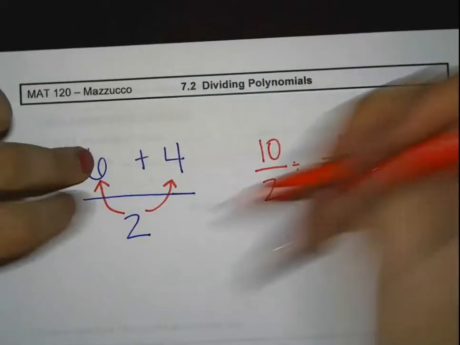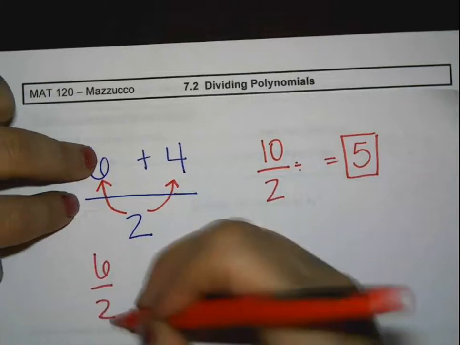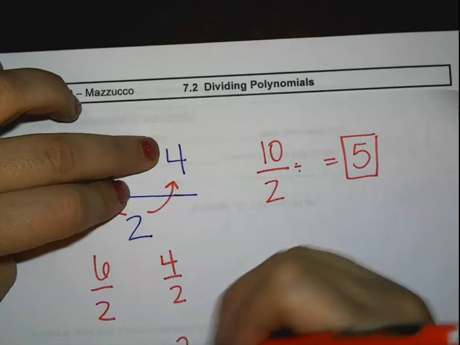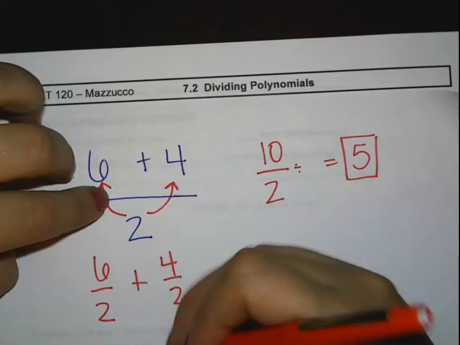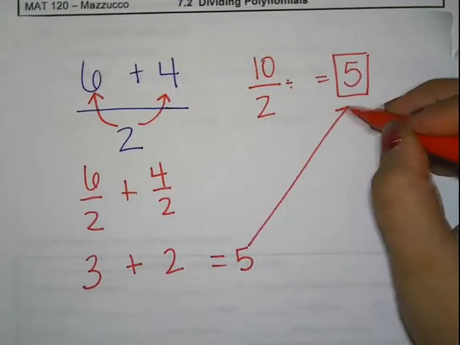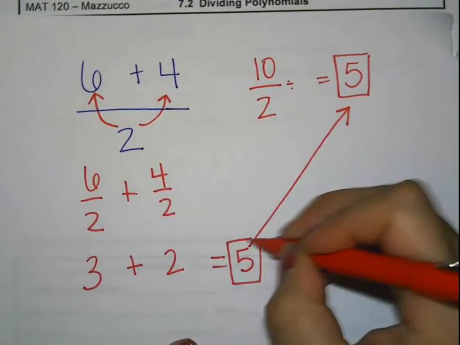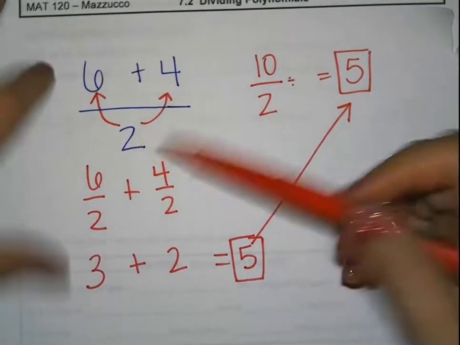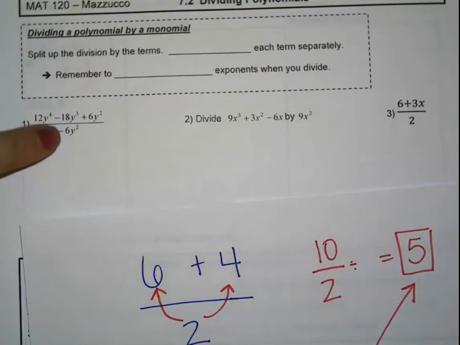So if I do 6 divided by 2, that's 3. And then 4 divided by 2, that's 2. And then 3 plus 2 is 5. So we would get the exact same answer. As you can see, it works here, and that is why we are going to do the same thing with these problems.